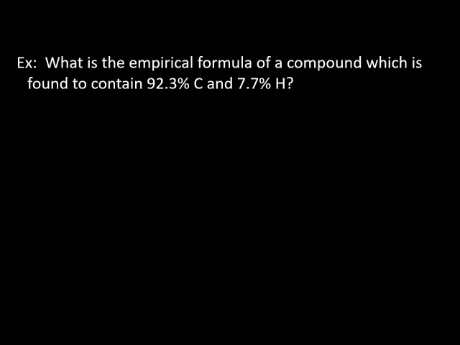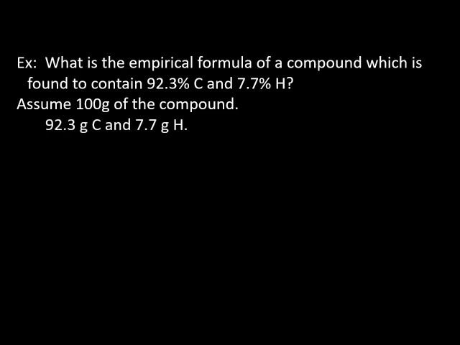What's the empirical formula for a compound which is found to contain 92.3% carbon and 7.7% hydrogen? The first thing is, because we're dealing with the relative percentages of these elements, why not assume that we have 100 grams of the sample? That way we can use the percentages as actual masses, and as a result we can use those masses and the molar mass to figure out the number of moles. So assume 100 grams of the compound, and that means we have 92.3 grams of carbon and 7.7 grams of hydrogen.